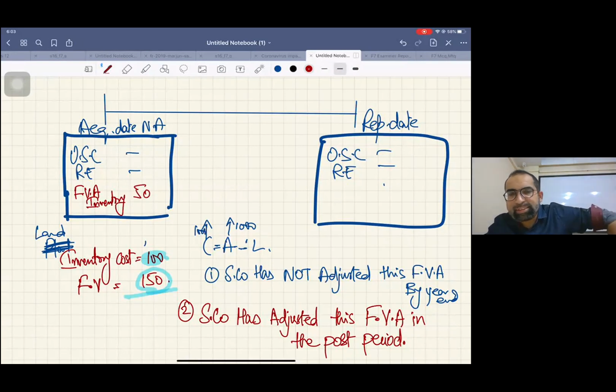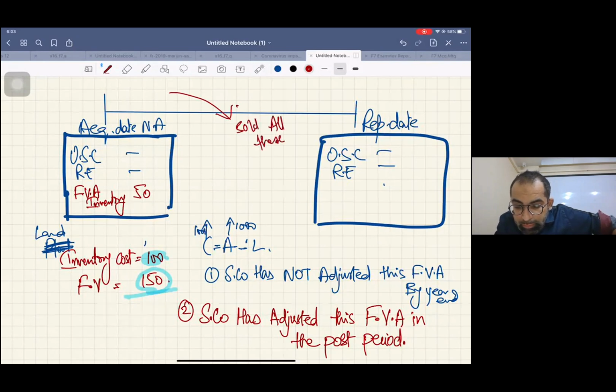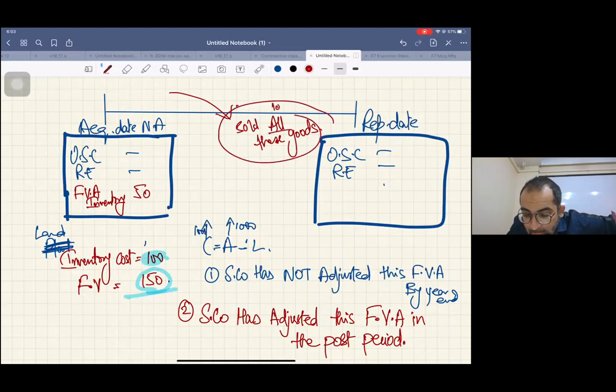Done. Now listen. But sometimes they write that in the post period, S company sold all these goods. My dear students, this is truly a conceptual topic. S company sold all those goods in the post period, which means now in the individual books as well, S company has booked this profit. When S company has sold, the cost was 100 and the selling price is 150. So S company has realized the 50 profit. So if it is written that all, 100%, is sold, now nothing you need to adjust here.